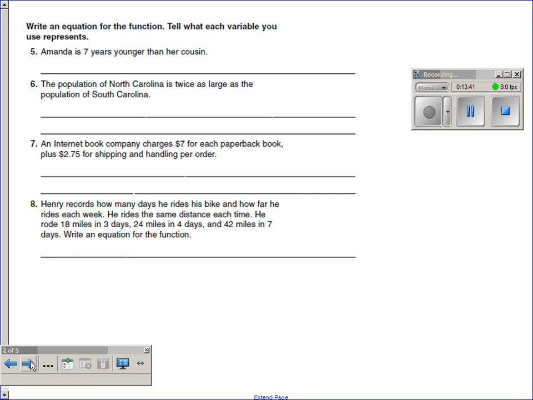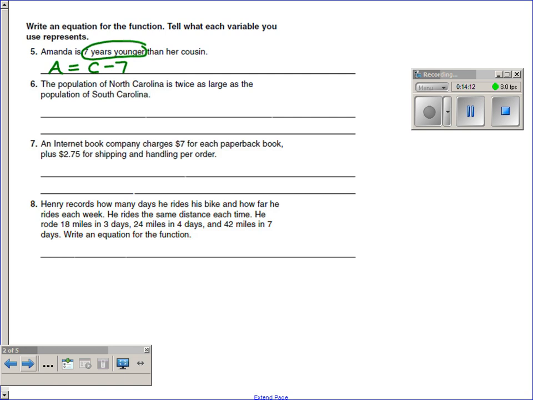Amanda is. Everybody agree? Is means equals. Okay? Now it says 7 years younger. So I heard someone say we need to subtract 7. That's 7 years younger. And then her cousin. So that's her cousin.